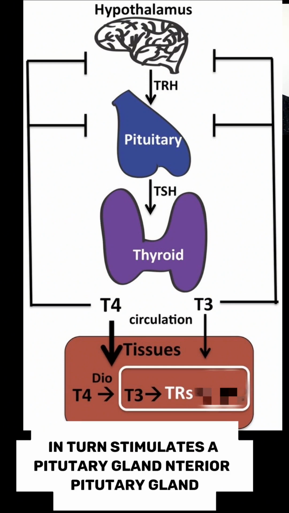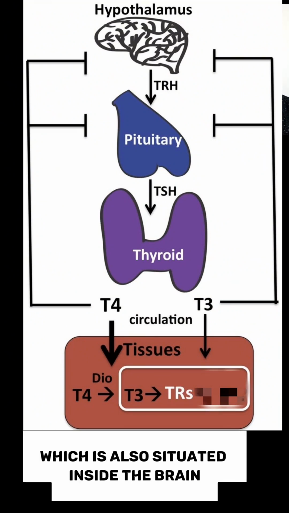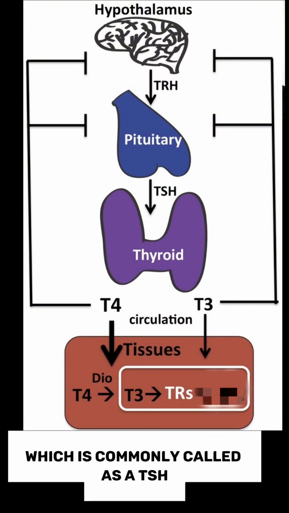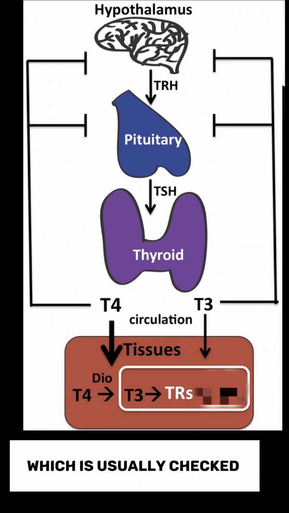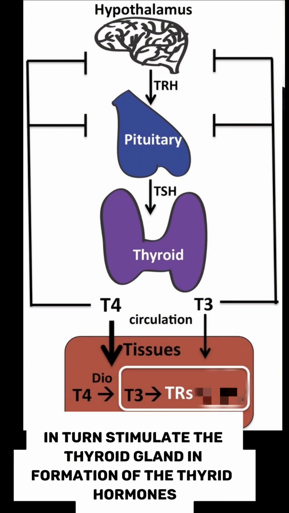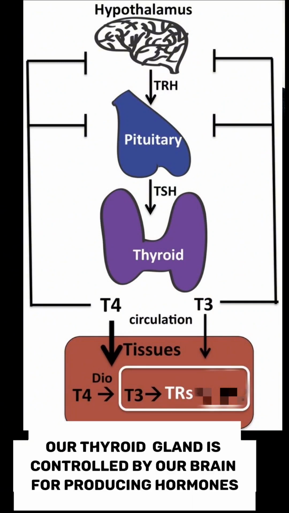This hormone in turn stimulates the pituitary gland, the anterior pituitary gland, which is also situated inside the brain, and that will in turn secrete thyroid stimulating hormone, which is commonly called TSH, which is usually checked in any investigation for thyroid diseases. This TSH will in turn stimulate the thyroid gland in formation of the thyroid hormones. So indirectly, the thyroid gland is controlled by our brain for producing hormones.